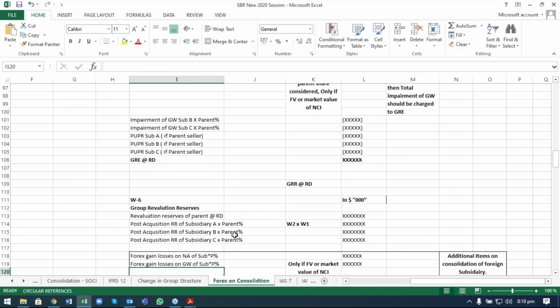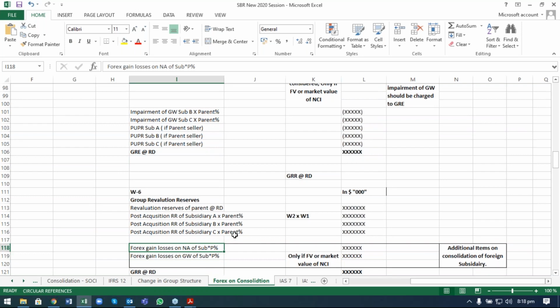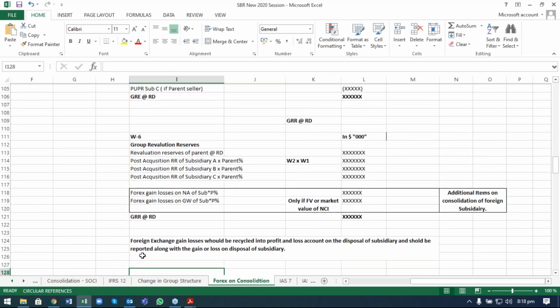So over here we have mentioned it, foreign exchange gain losses of subsidiary multiplied by parent percentage, and foreign exchange gain losses on goodwill of subsidiary multiplied by parent percentage. But parent percentage should only be multiplied if fair value or market value of NCI is used. If cost method for NCI is used or partial goodwill is used, you're not supposed to multiply with this goodwill foreign exchange gain losses. You only need to charge all the foreign exchange gain losses to the parent rather than to the NCI, right? So this is how the working should be performed.